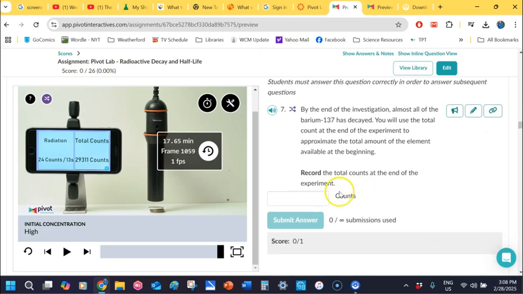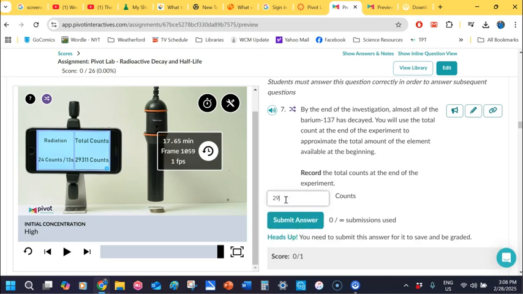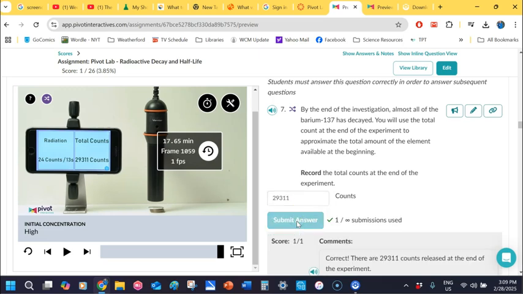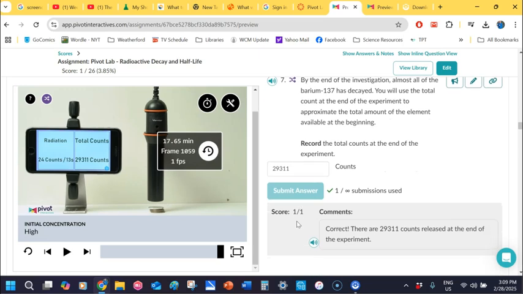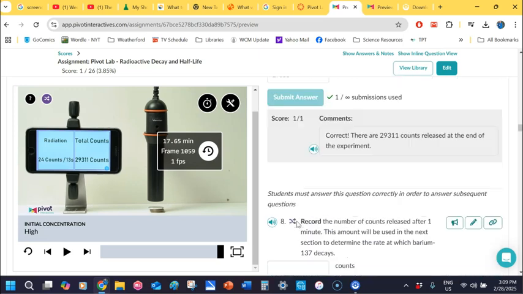All right, then they want to know the very number count at the very end. That number will be important. Okay, I'm going to in fact type mine in right now because it's 29,311 for me. Okay, I'm going to submit that answer, and yes, that is right, at least for my experiment, but it may be different for yours.